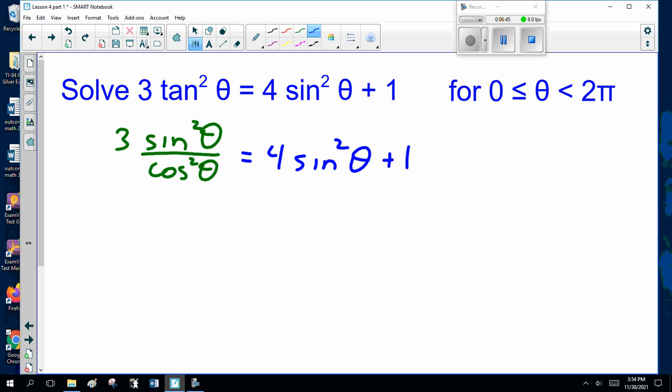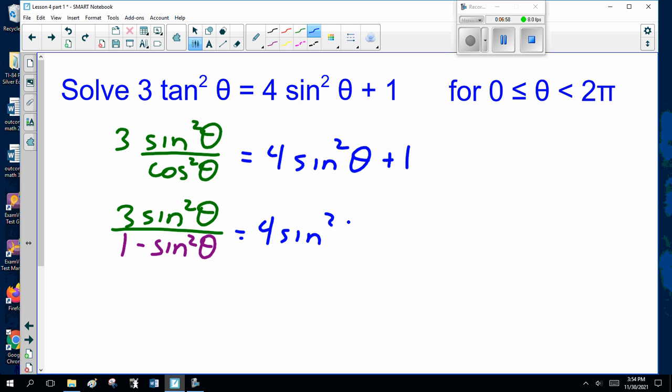Now remember, this is going to be 3 sine squared of theta. Now the denominator becomes 1 minus sine squared of theta, equals 4 sine squared of theta plus 1. So as I said, turn everything into sine squared.